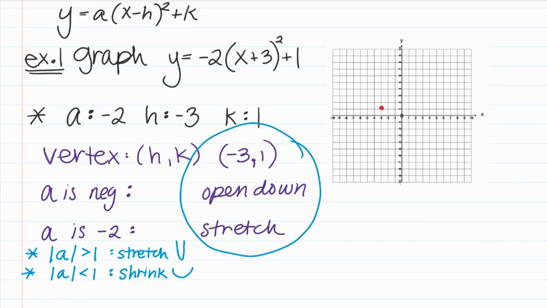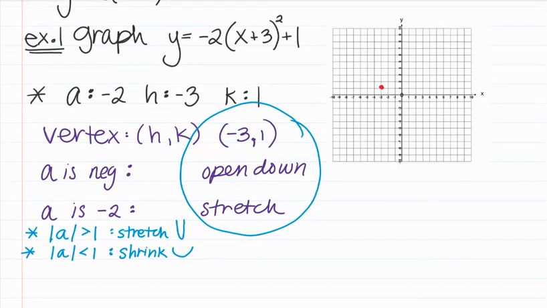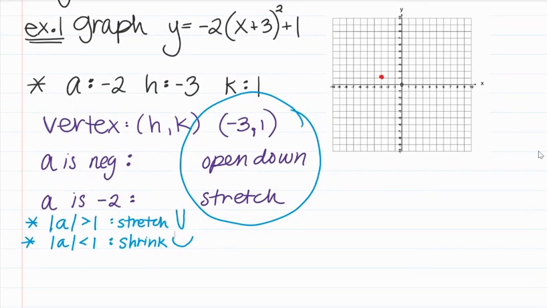And now the open down and the stretch don't specifically tell us what the points are, but they do give us an idea if we're graphing correctly. So if I start graphing this and it looks like a very wide parabola, I know there's a very good chance something weird happened. Or if it opens up, I know something strange happened, like maybe my math is wrong. Okay, so our last step is going to be to find more points.